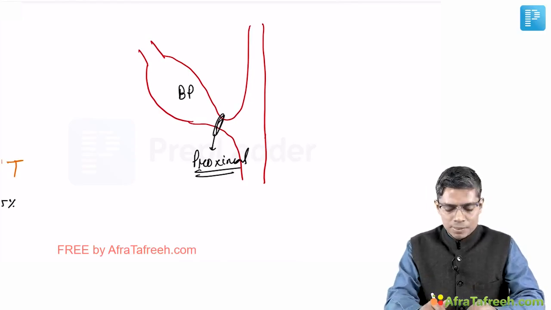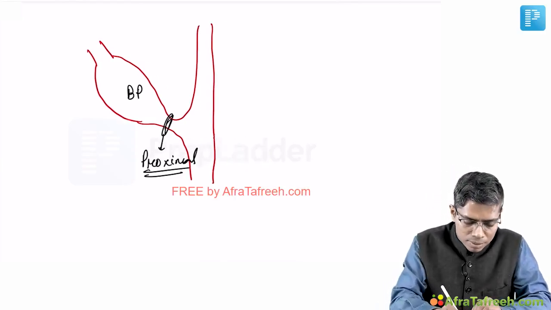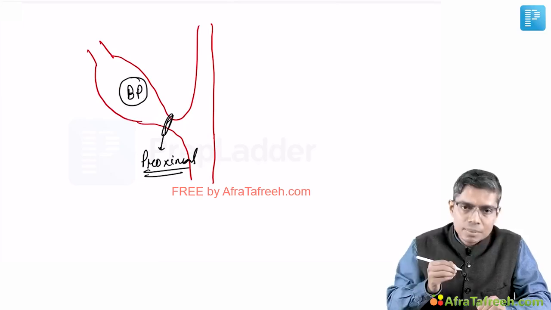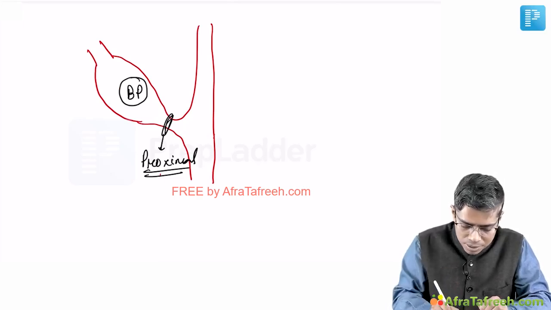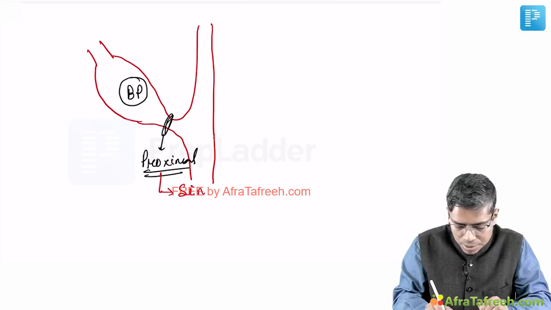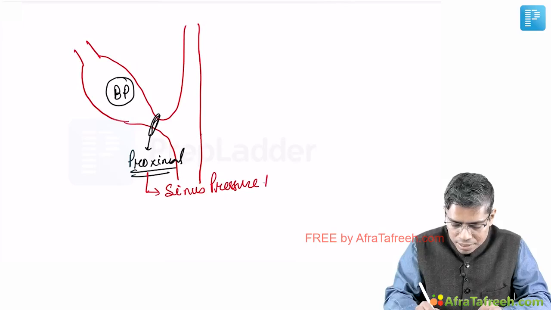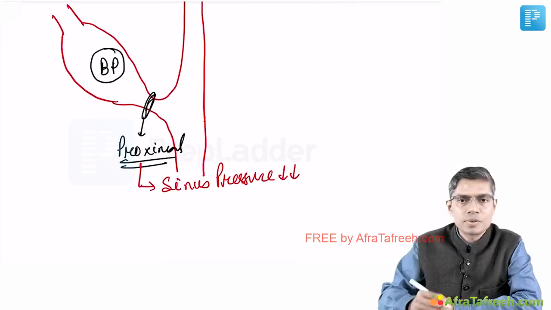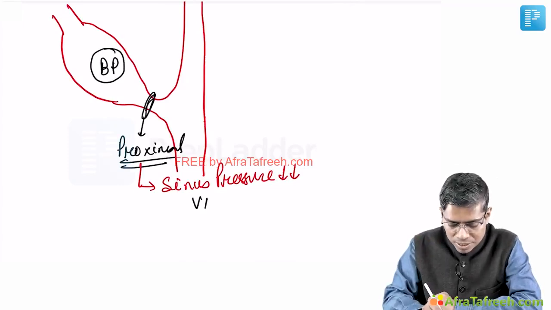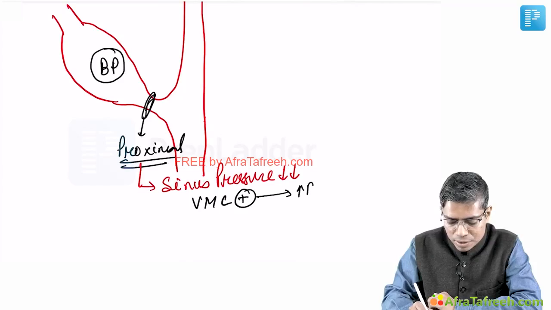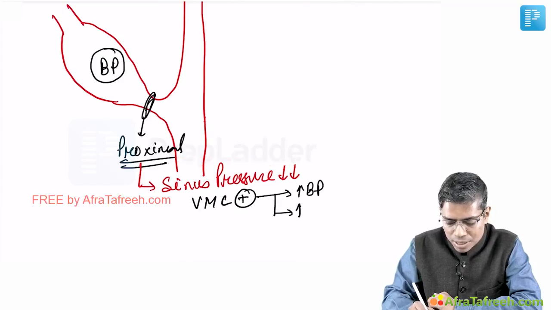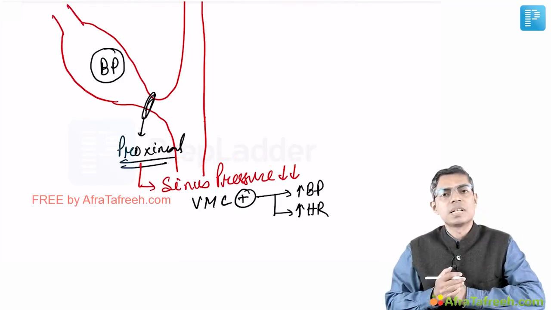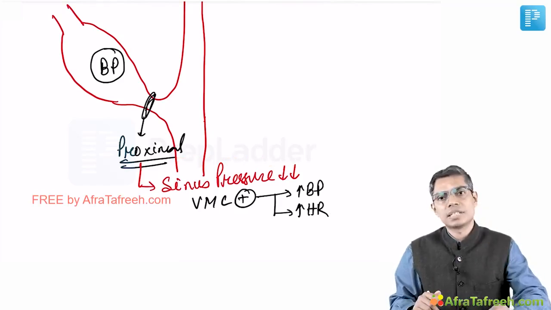Very simple. If you are blocking here, blood flow will not be there at the level of this sinus region. So sinus pressure will reduce. Sinus pressure decreases. Decrease in sinus pressure means we have already seen that baroreceptor will be inhibited. Baroreceptor inhibited means vasomotor center will be activated. Vasomotor center activated means your blood pressure will be high, your heart rate will be high. This was the question which has been asked in the AIIMS entrance examination.